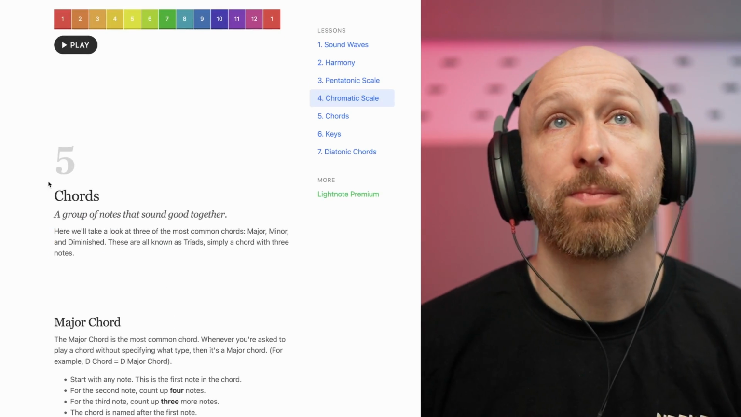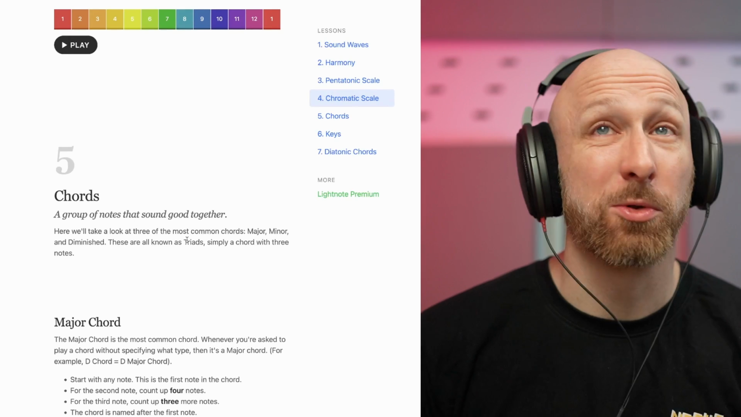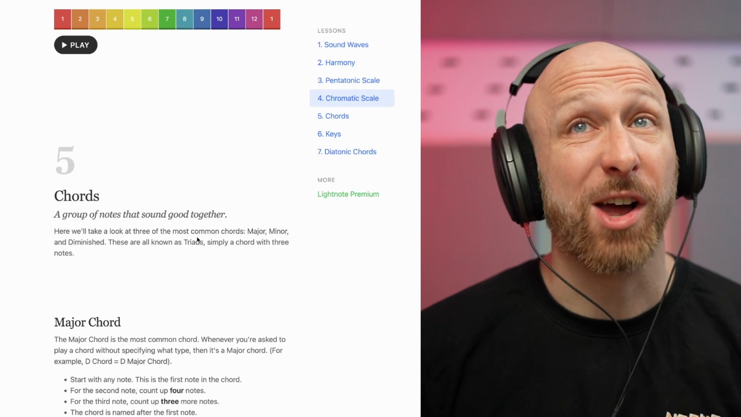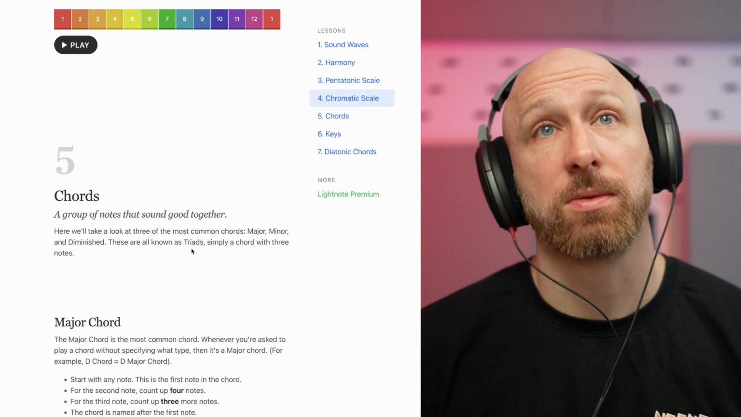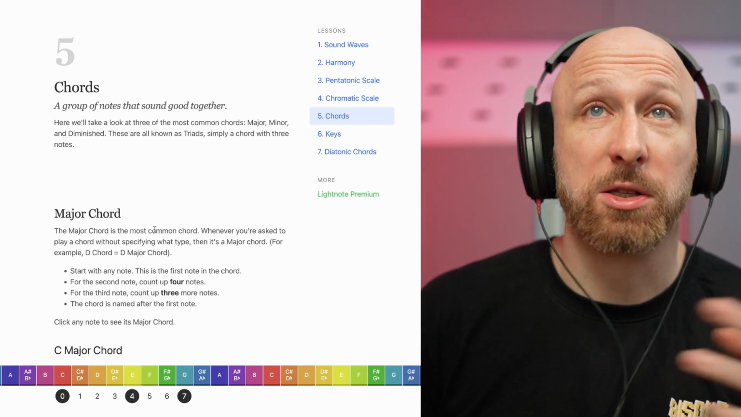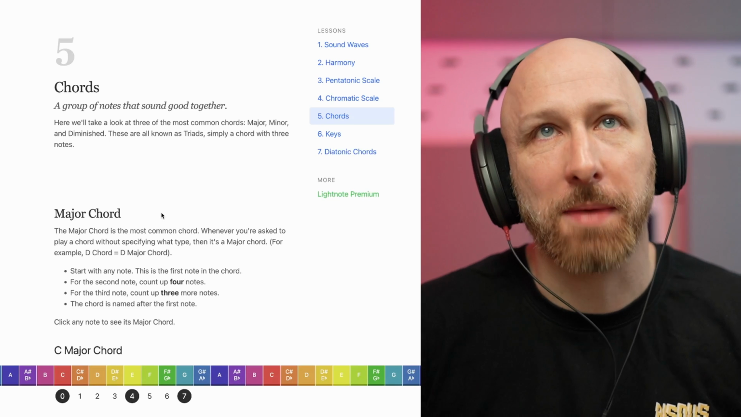Chords. Chords are a group of notes that sound good together. Here we'll take a look at 3 of the most common chords: the major, the minor, and the diminished. These are all known as triads because they all have 3 notes. A major chord is the most common chord. Whenever you're asked to play a chord without specifying what type, it's probably a major chord. For example, a D chord is a D major chord.